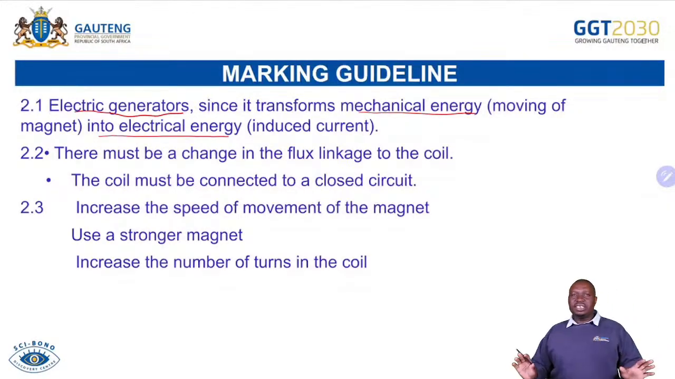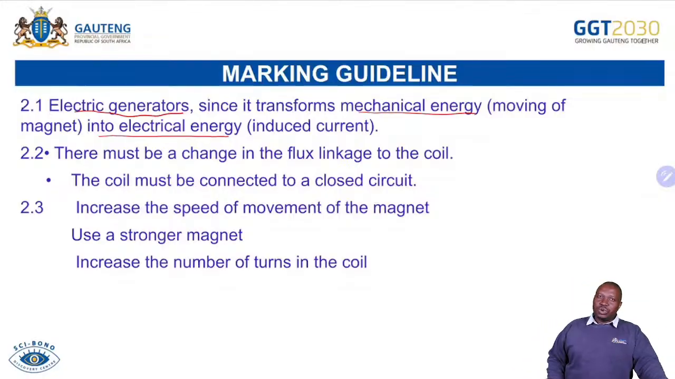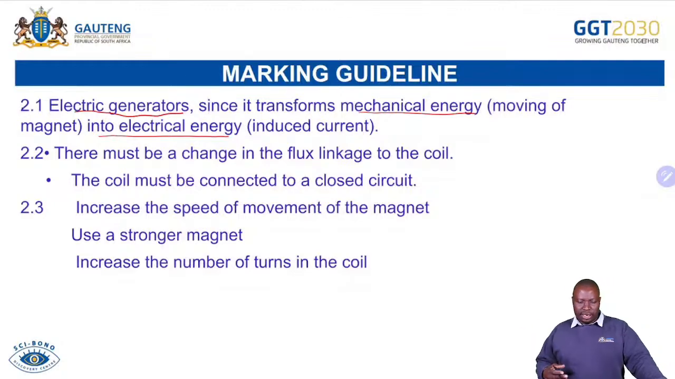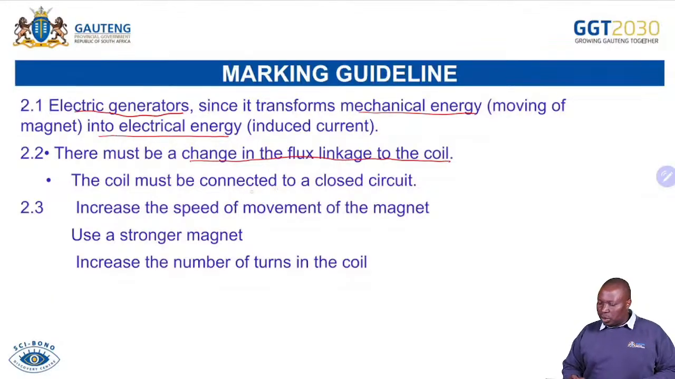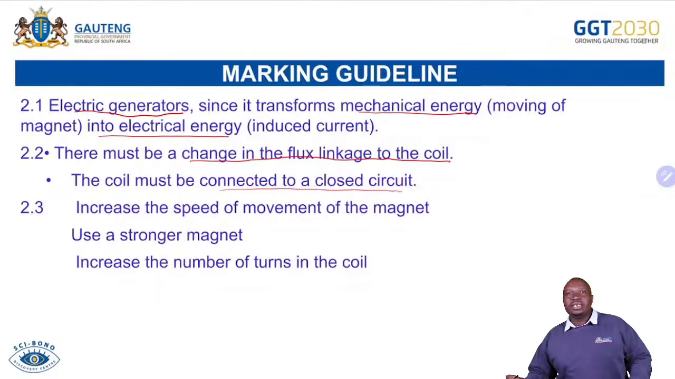But the difference is, just look at the definition to say what the energy conventions are, and then you are able to see the difference between a motor and a generator. And then we are saying for current to be induced, there must be a change in the flux linkage or magnetic flux in the coil, and the coil must be connected to a closed circuit.